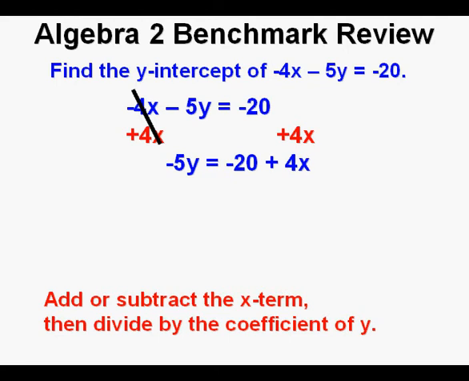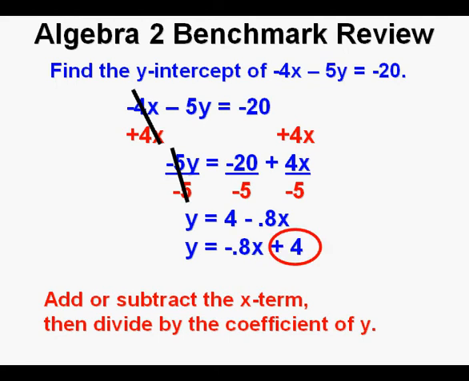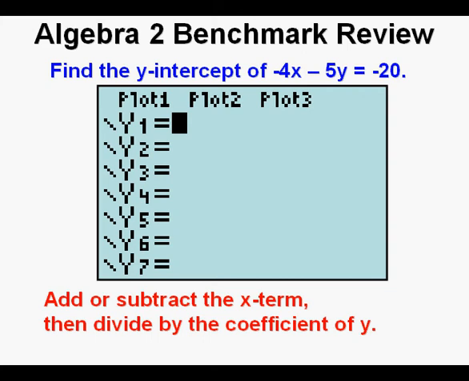What is the next thing we do? Well, we divide by the coefficient of y, which is negative 5. It's not 5, negative 5. Cancel. Bring down what's left. We have y equals 4 minus 4/5 x. We can rewrite it as negative 0.8x plus 4. What is the y-intercept? Well, it's 4. So that's our answer. This one's also very easy with a graphing calculator.